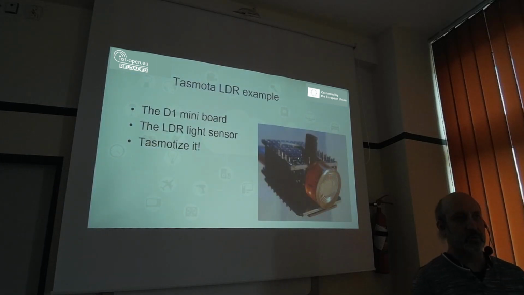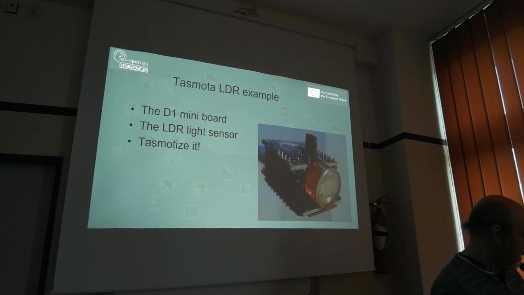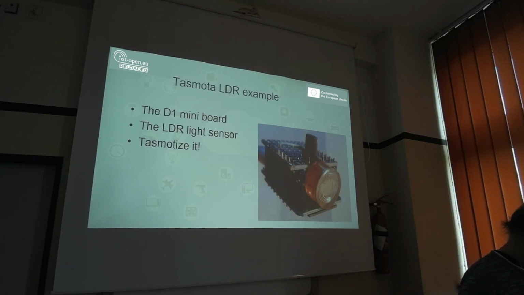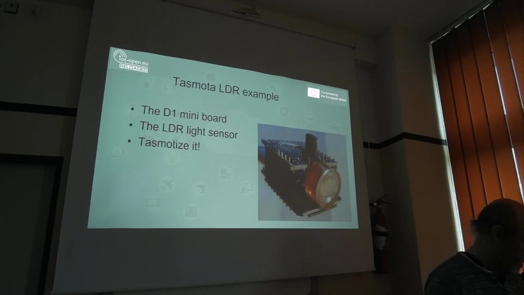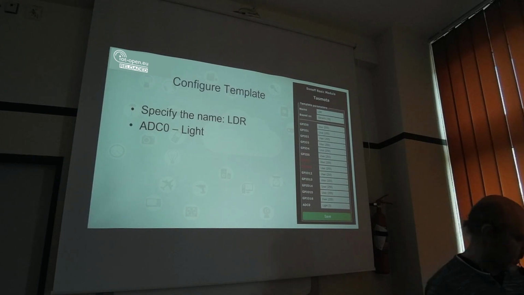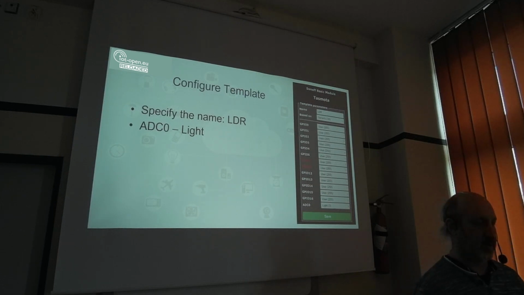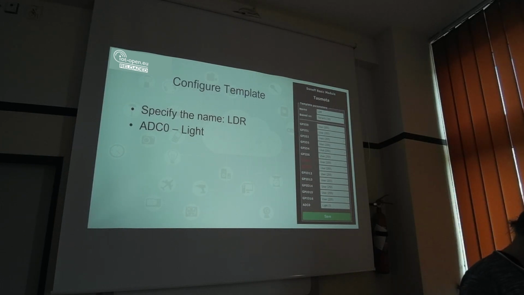Another example I want to show you is the sensor device based on Tasmota. This is a sensor device that uses the LDR, so light dependent resistor. Also based on the same D1 mini board. We need to first Tasmotize it. After this we have to configure it. We know that this LDR is connected to the analog input of our board, ADC0, so we have here ADC0 and light sensor.